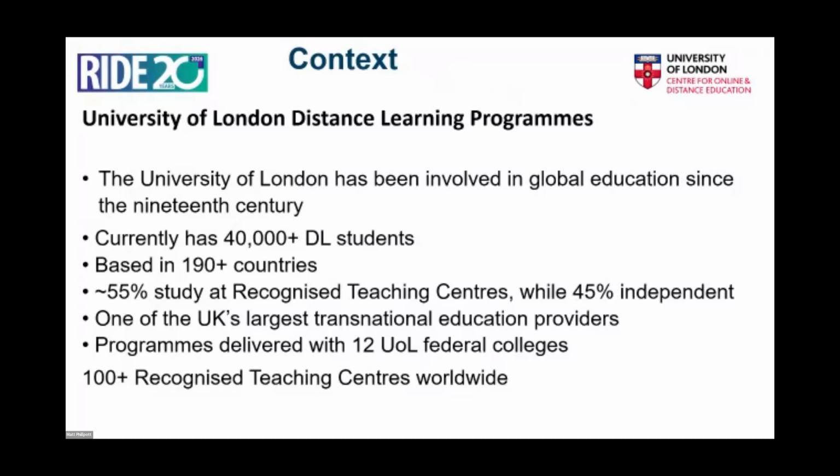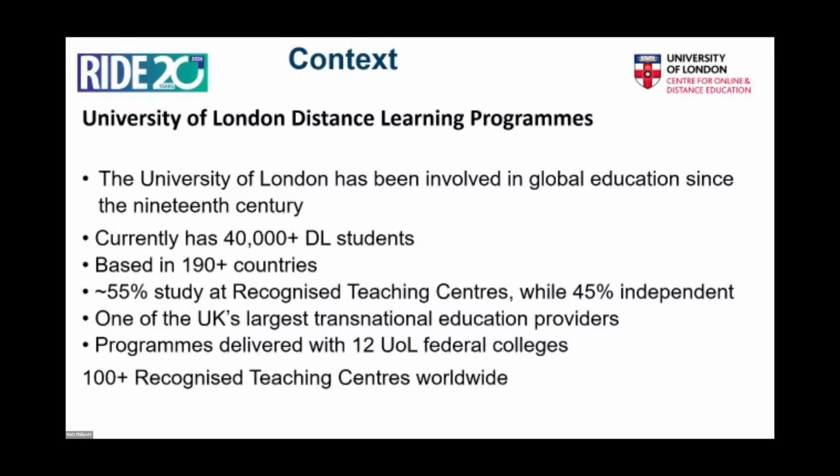I know that everybody has heard about the University of London, but we just wanted to put this into context, so that you understand why we did what we did and what the real question was that we're trying to answer at the end of the day. So the University of London has been involved in global education since the 19th century. Currently, we have about 40,000 students plus, and they're all based in over 190 countries of the world.